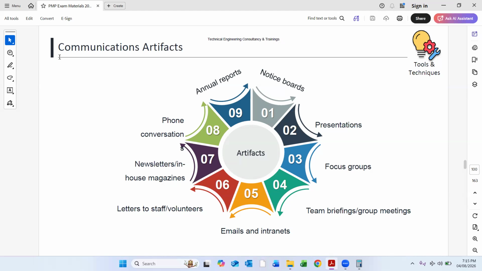Communication artifacts. We start from number one, notice boards. This is how we communicate. We have presentations, focus groups, team briefing, group meetings, email and intranets, letters to the staff, magazines, newsletters, and phone communications, and annual reports. So these are all communication artifacts in the project.